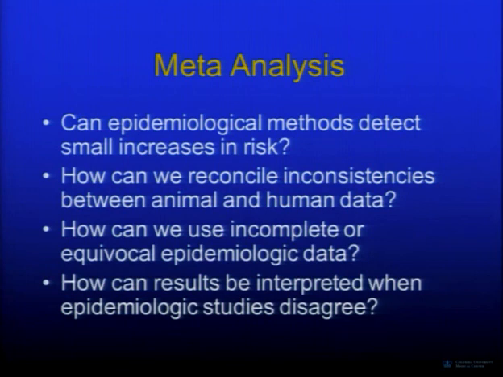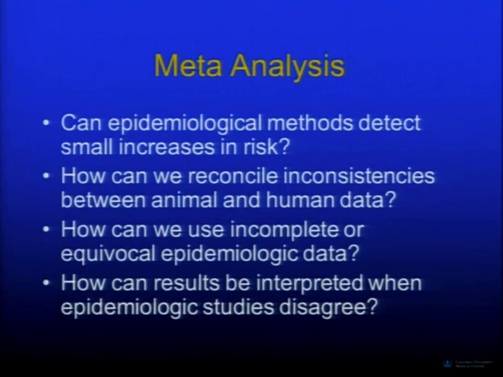Can epidemiologic methods detect really small increases in risk? Maybe it can't with one study, but it can do much better with multiple studies where we pool all the data together. Sometimes we have inconsistencies between animal and human data. So how do we reconcile that? That was something with the bladder cancer in laboratory animals with different sweeteners, the saccharin, and then study after study, they couldn't find the same thing in humans. So then they decided for some reason it was different in the animal.